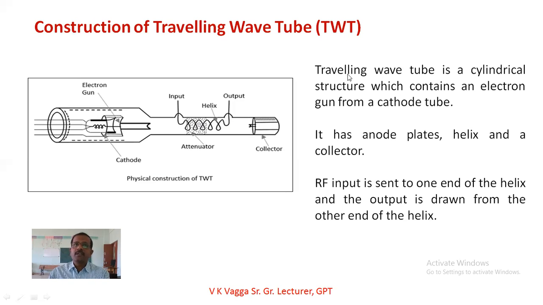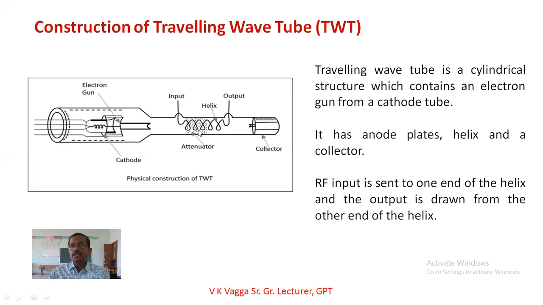If you take the traveling wave tube, it is a cylindrical structure which contains the electron gun, from a cathode tube. You can see this is the cathode tube. Internally, it consists of the electron gun, and it is used to emit the electrons. After that you can see the dotted line. It acts as the anode plate. It is used to maintain the electron exactly at the center of the tube.